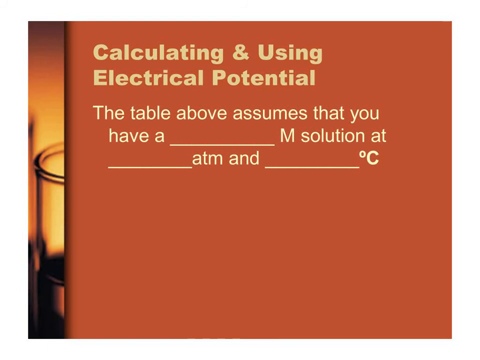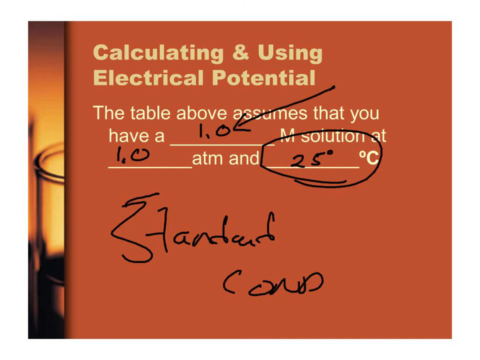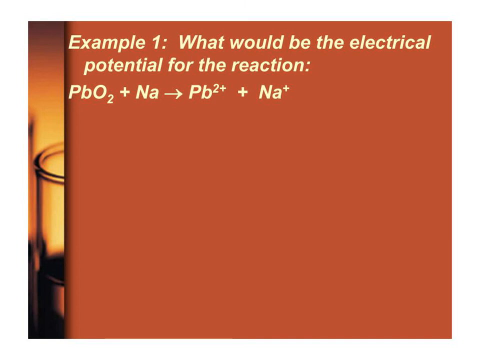Okay, so let's begin to use this table. First of all, it assumes that you have a 1.0 molar solution at 1 atmosphere and 25 degrees Celsius. It's basically standard conditions. The standard is 25 degrees Celsius. And the other thing you have to assume is that you have a solution that is 1 mole per liter. Now, you won't always, and we'll talk about that in a little bit, okay?